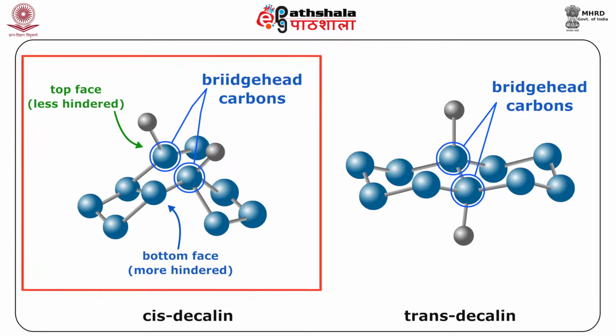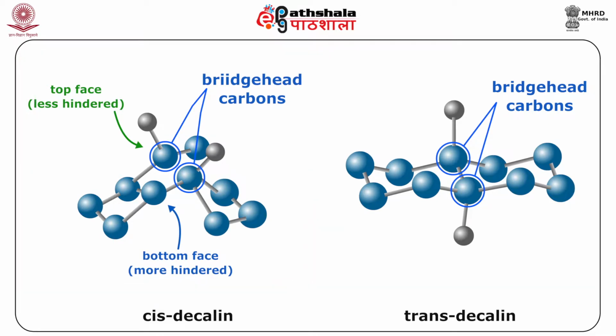The convex side is less hindered, that is the top face, whereas the concave side is sterically more hindered, which is the bottom face. It is more hindered because no reagent can easily approach through this side of the molecule, whereas the convex side or the top face is sterically less hindered and the reagent can easily approach for attack on this side. Although in both cases, the cyclohexane rings are in their most stable chair conformations.